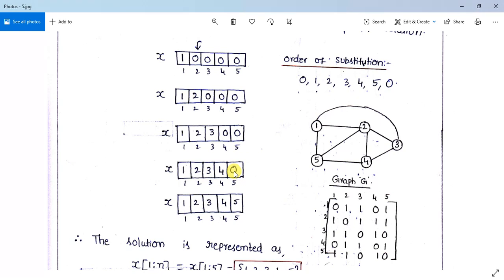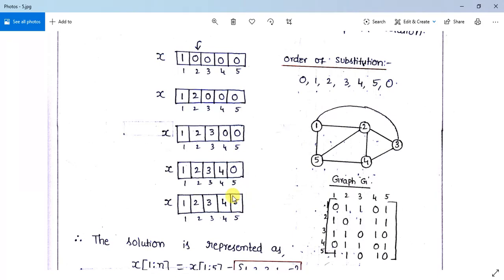So can I write here vertex 1? No, it is already repeated. Vertex 2, it is repeated. Vertex 3, it is repeated. Vertex 4, it is repeated. Can I write vertex 5? See, check the second condition, whether there is any edge from 4 to 5, previous vertex to the fifth vertex, 4 to 5. Yes, edge is present, so that's why I can write 5.